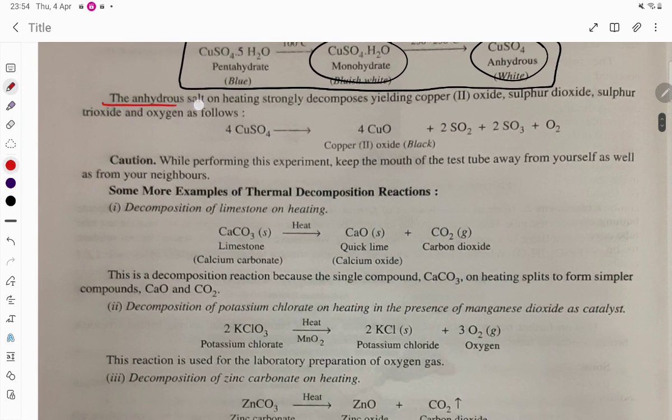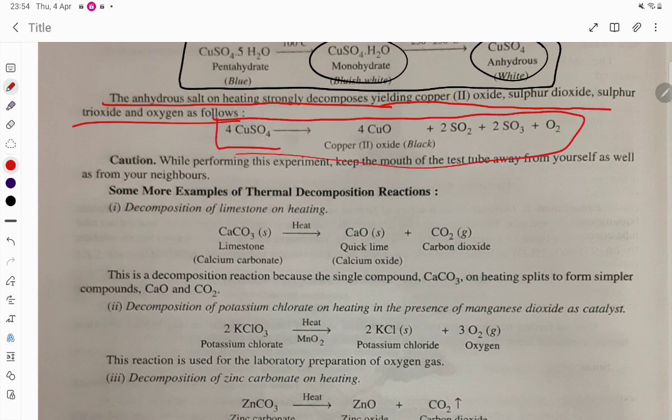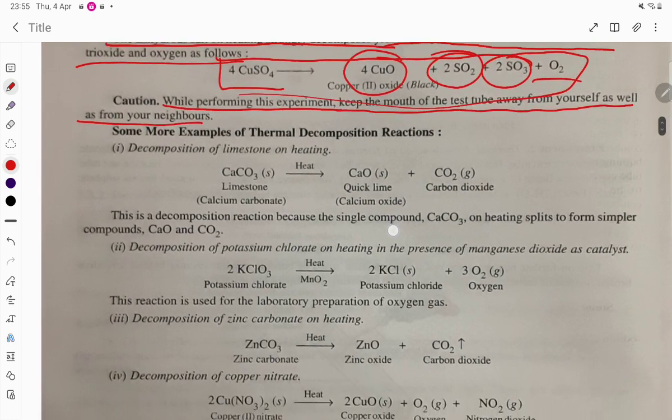Now see, the anhydrous salt on heating strongly decomposes, yielding copper(II) oxide, sulfur dioxide, and oxygen as follows. So 4 molecules of CuSO4 give 4 CuO plus SO2 plus SO3 plus O2. While performing this experiment, keep the mouth of the test tube away from yourself as well as from your neighbors.